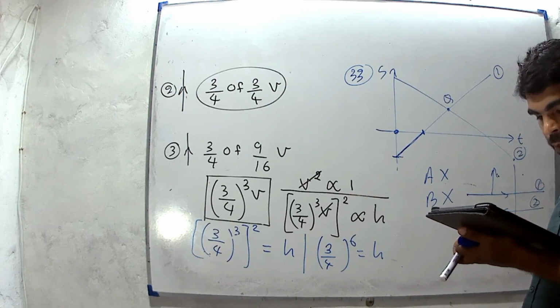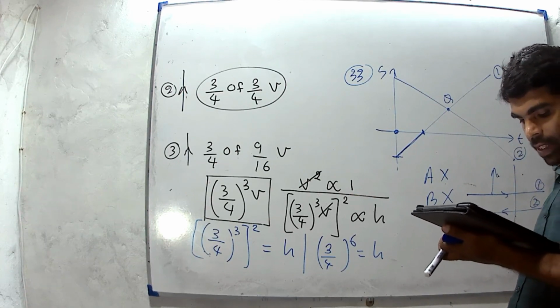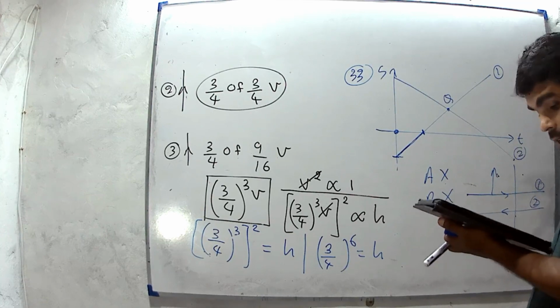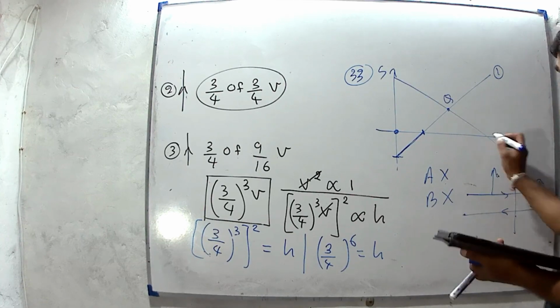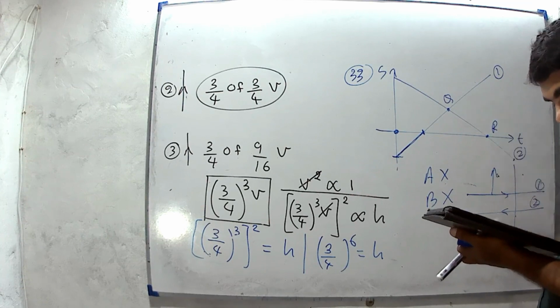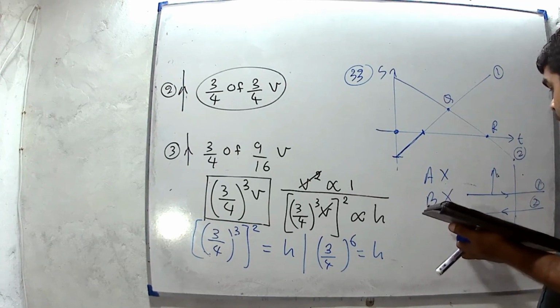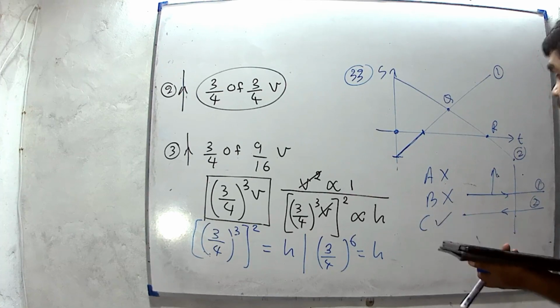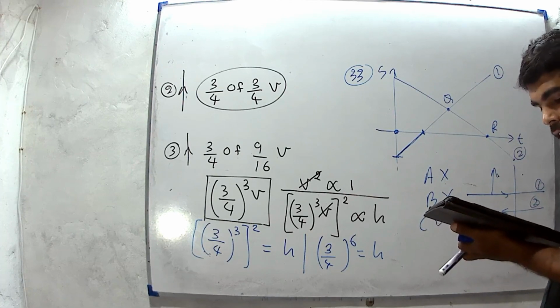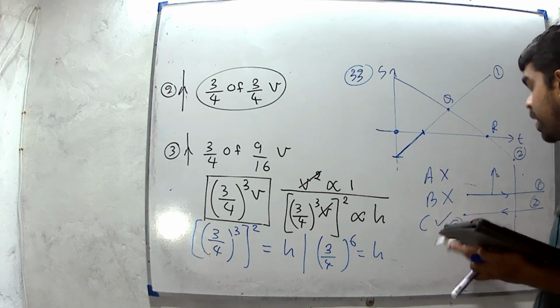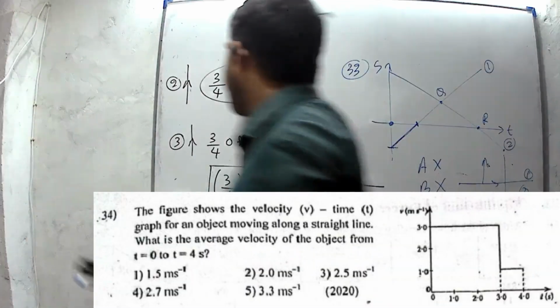Statement C, relevant to R, R is this place: car 2, coming from right, passes the lamppost. Yes, it is correct. Statement C is correct. Only C is correct. The answer is 3 for question number 33. Then question number 34.